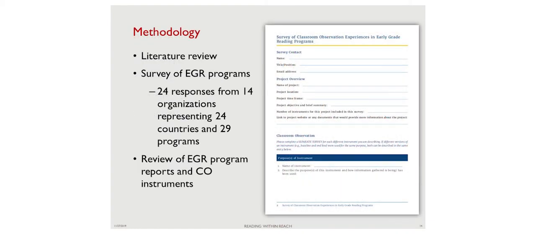So just to speak a moment about the methodology, we first conducted an extensive literature review, which revealed many factors to consider when designing tools. We then designed a survey to learn from early grade reading program implementers about how they use classroom observation. The survey included questions related to the purpose of classroom observation in the program, the instrument development process, instrument administration in classrooms, how data are used, and the process of training classroom observers to use the tools. We were very grateful to have received many responses to the survey, as you can see on the slide.